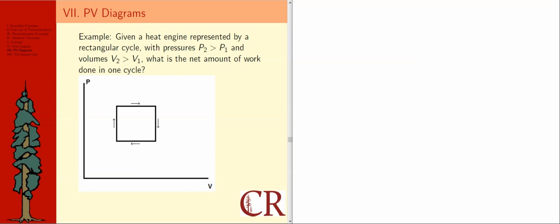Given a heat engine represented by a rectangular cycle with pressures P2 larger than P1 and volumes V2 larger than V1, what is the net amount of work done in one cycle? So I'm going to sketch what is there on the slide onto the board here so that I can look at this in some more detail.